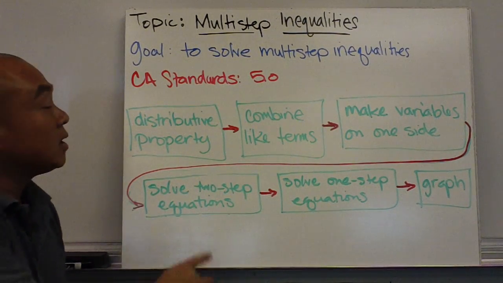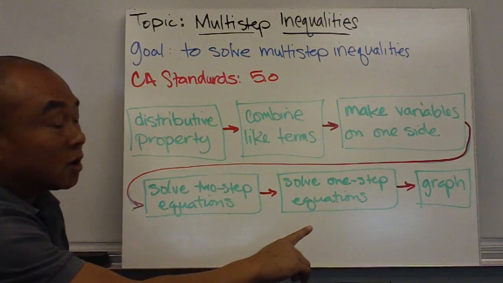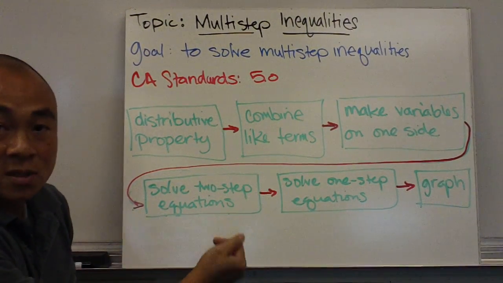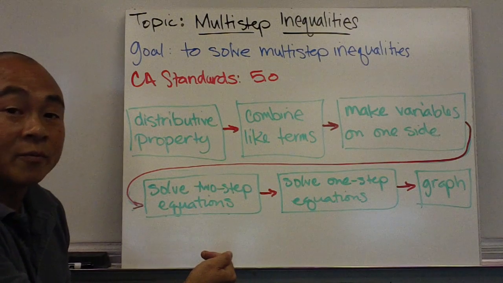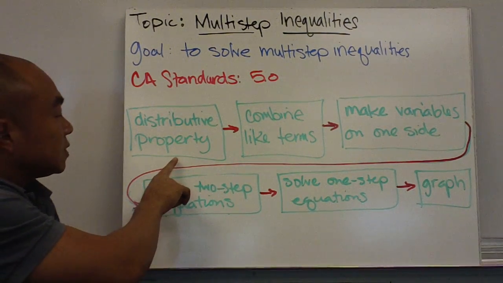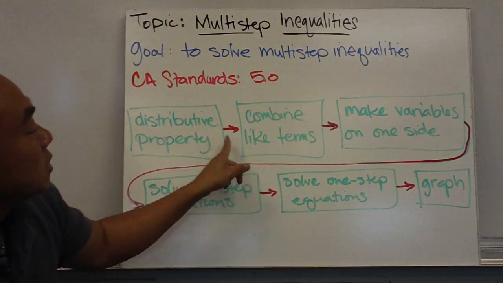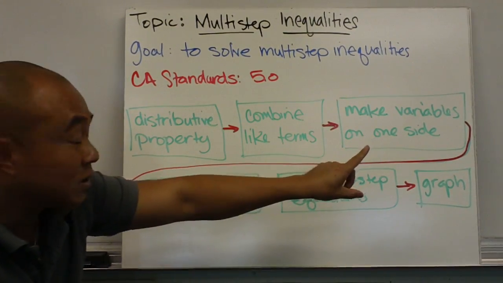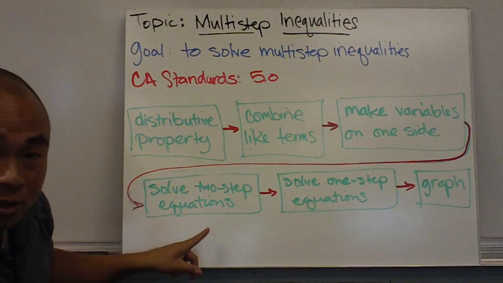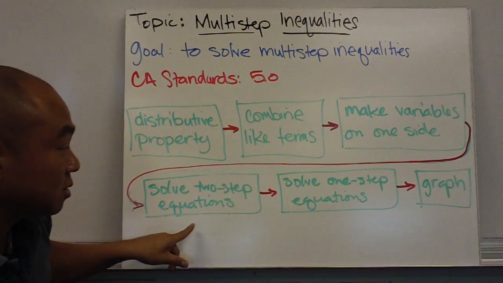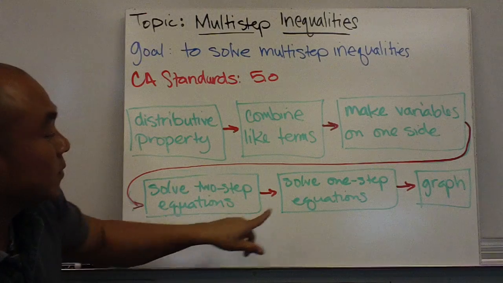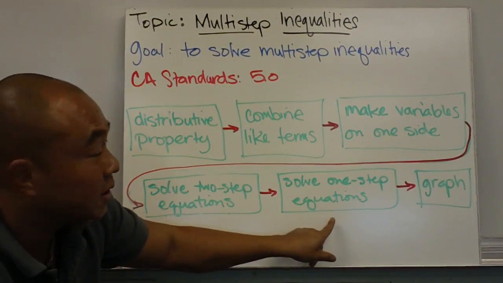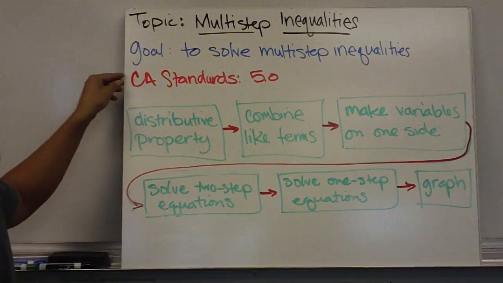Here we have a nice little sequence chart of the basic steps to solve any type of multi-step inequality. It starts out with the distributive property, then goes on to combining like terms, then we need to make the variables on one side only. Once you're done with that, you should end up with a two-step inequality, then solve a one-step inequality, and then of course you get to graph it.